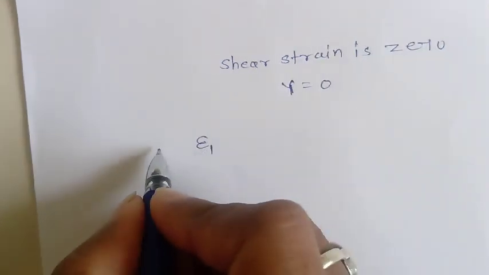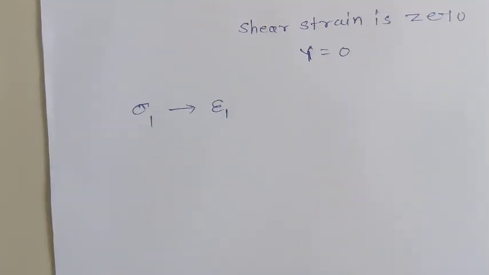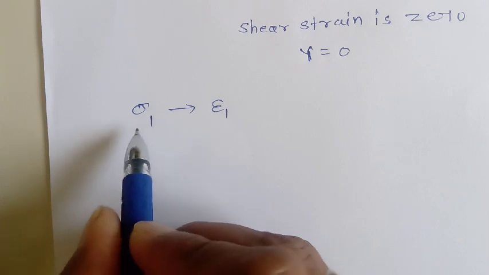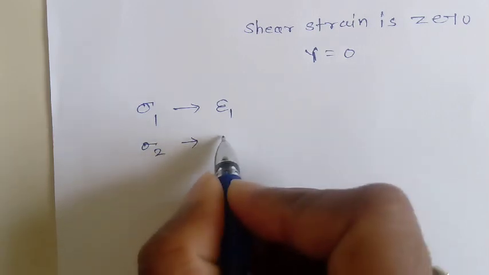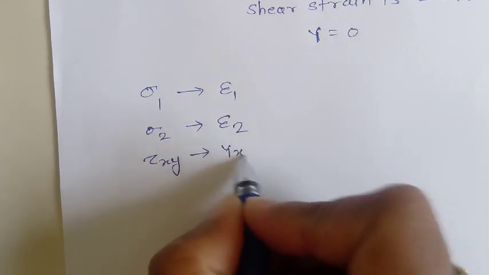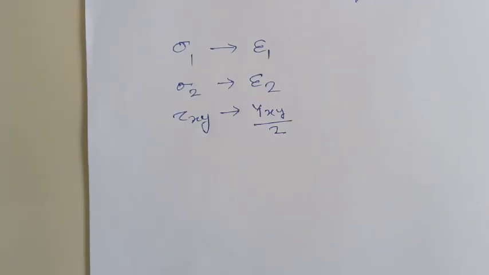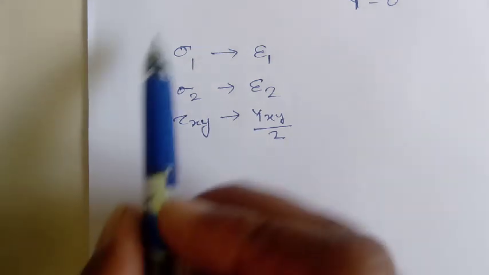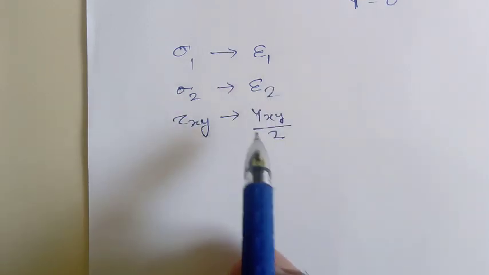Here in this principal strain, the normal or the major principal strain is denoted by epsilon 1, which replaces sigma 1. In the principal stress condition, the major principal stress was denoted sigma 1 in the earlier lecture. Similarly, sigma 2 is replaced by epsilon 2, and the shear stress tau xy is replaced by gamma xy by 2. This is only the condition, and we just put it into the formula we studied in the principal stress. In that formula we just replace sigma 1 with epsilon 1, sigma 2 with epsilon 2, and tau xy with gamma xy by 2.